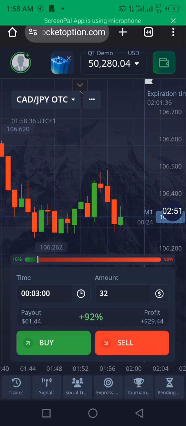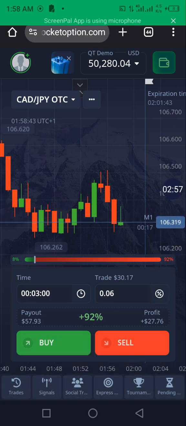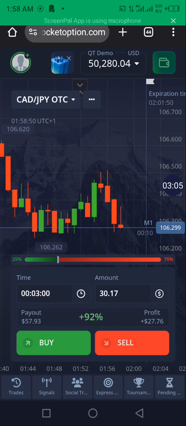Come here and make sure that it's in currency. Don't trade it when it is in percentage like this. Once you log into your account, click on it and change to Naira or whichever currency you are trading with.